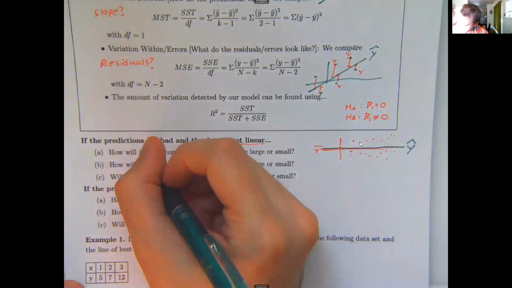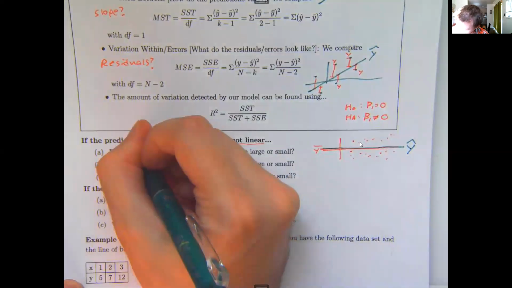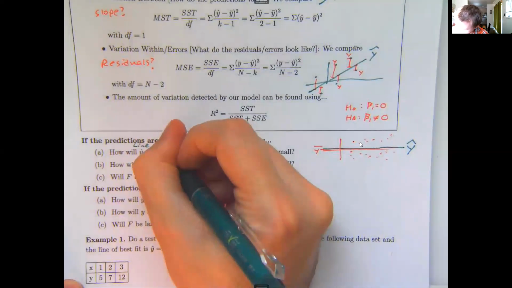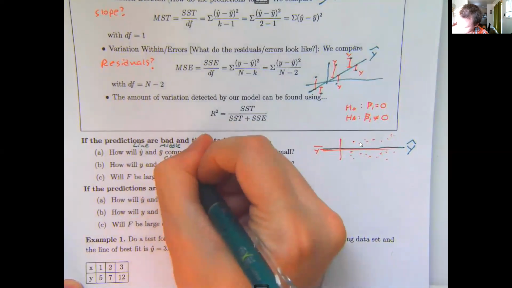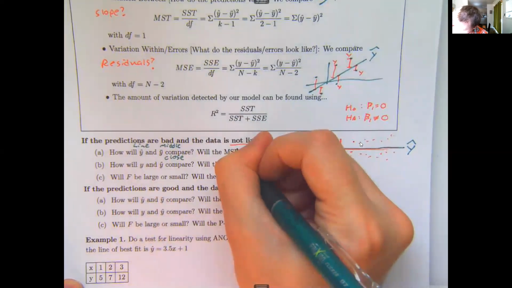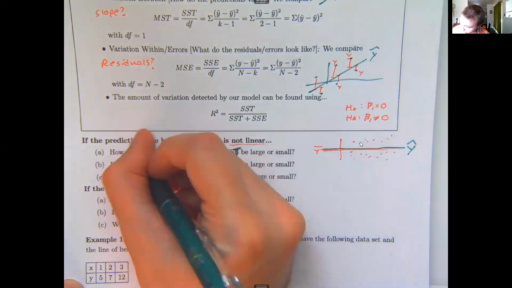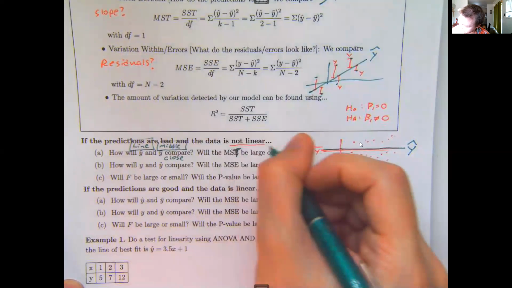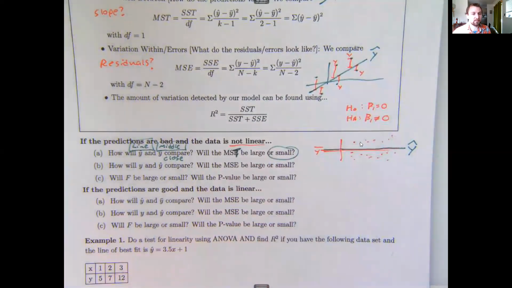So my y hat and my y bar, my line and my middle, would be really close to one another. This would cause my MST, which compares my line and my middle, to be really small. There's almost no variation between these things in this situation.